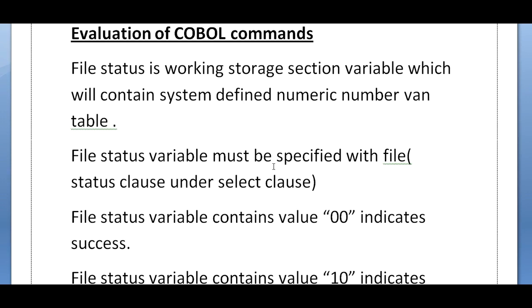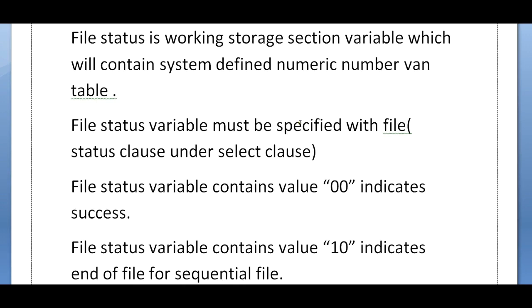So file status is a working storage section variable. With the file status, we can track the record number, which gives the return values whenever the file is opened or closed or certain operations are done. File status is a working storage section variable which will contain a system-defined numeric return code.